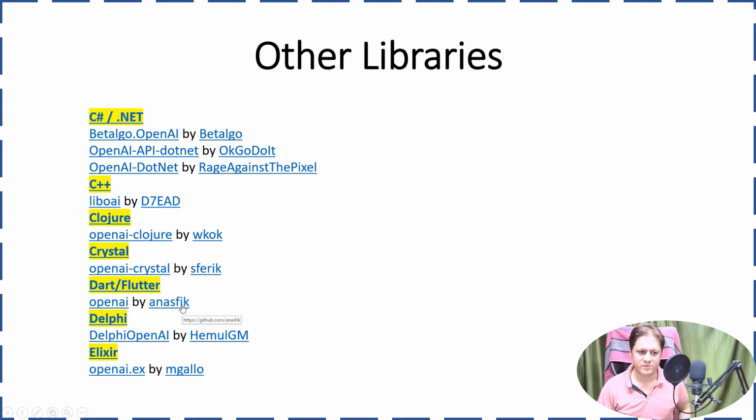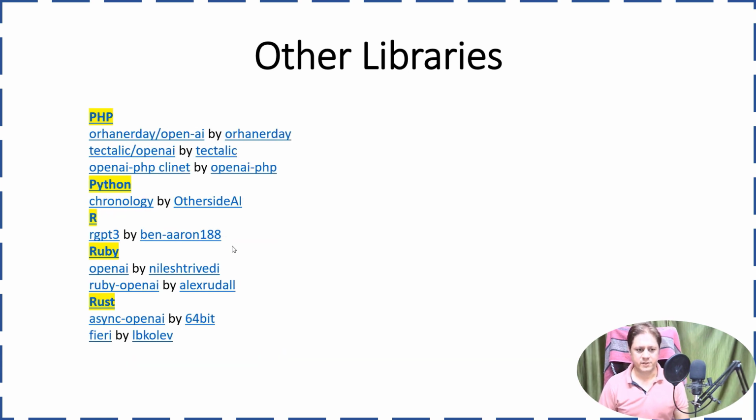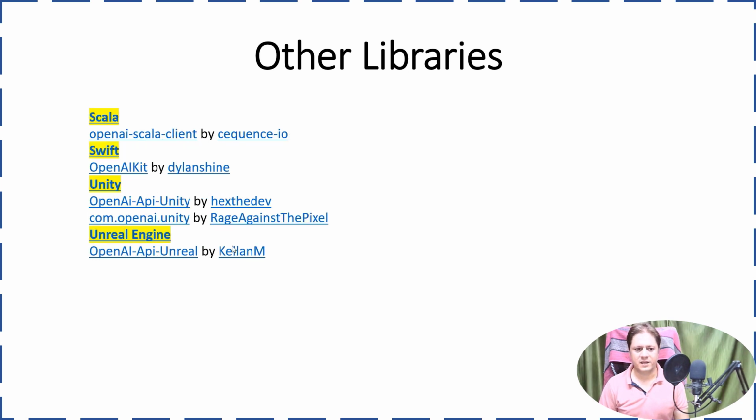On their own interest and provided for free or whatever. So consider that always. So these are, you see, Go, Java, Julia, Kotlin, Node.js, PHP, Python, R, Ruby, Rust, Scala, Swift, Unity, Unreal Engine. So these libraries are there and people will create more in the future also. So stay tuned, look at the libraries and utilize as per your requirement.